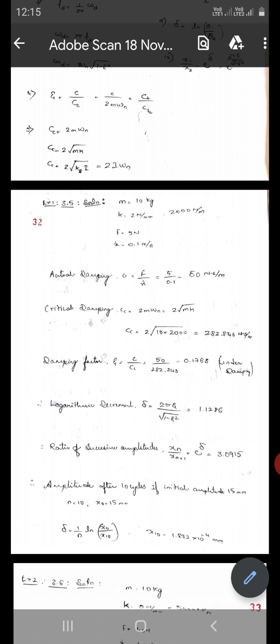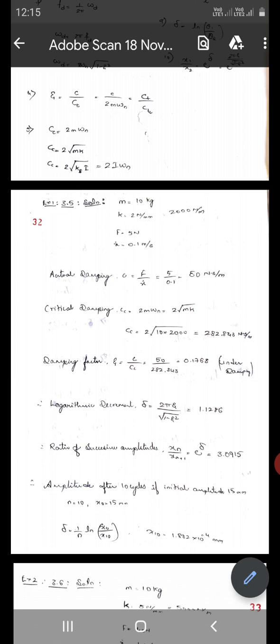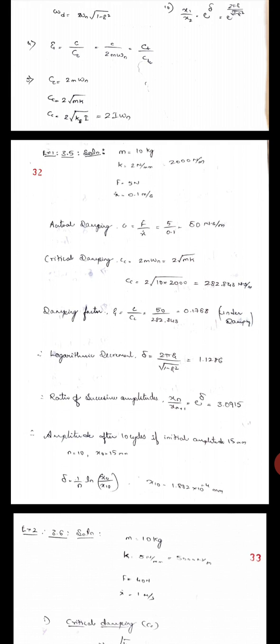So therefore, first we should calculate the actual damping C. The formula is damping force upon its unit velocity, so C is F upon x dot. F is 5, velocity is 0.1 meters per second. Therefore we have 5 upon 0.1, which equals 50 Newton second per meter. This is the actual damping. Now next we have to find the critical damping Cc. Critical damping Cc is 2 m omega n, or 2 into root of mk. Also m and k are already given, so 2 into root of 10 into 2000. So we have 282.843 Newton second per meter.